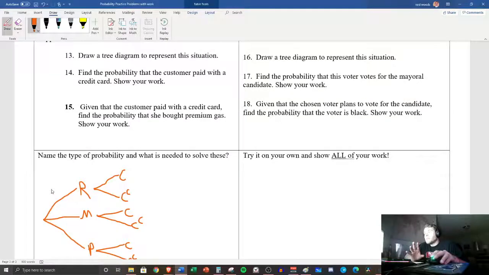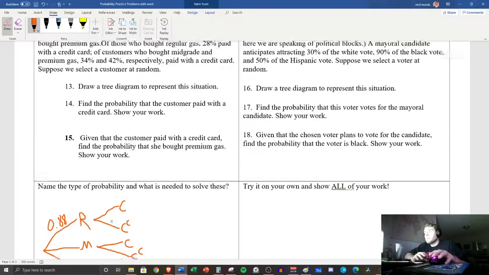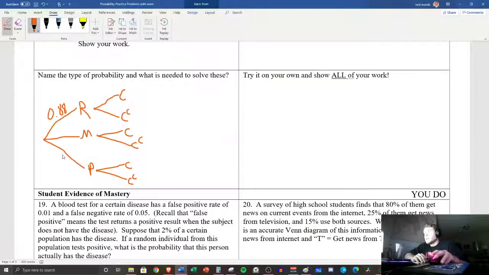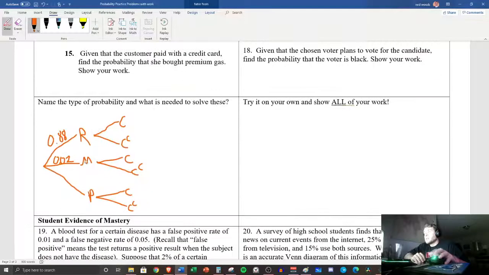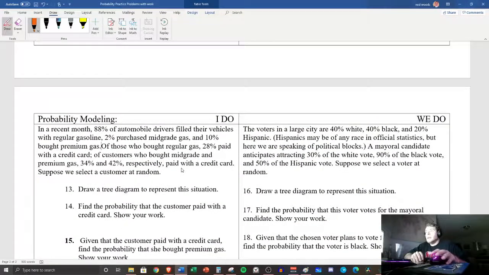We said 88%, so I'm going to put 0.88. It is usually better to put decimals on these. It's going to be easier for calculation. So 88%, 2% got mid-grade, and then the last one, 10%, 0.1 for premium.